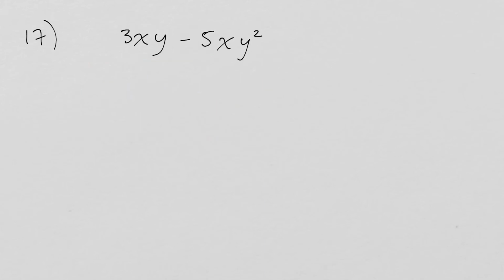All right, there's nothing in common between the 3 and the 5, but each of these have an x, and they both have at least one y. So we're going to pull out an x and a y, and that leaves behind a 3 from the first term minus a 5y from the second term.